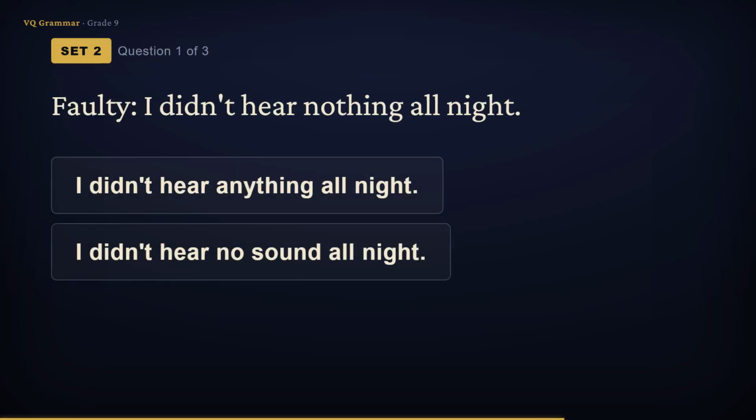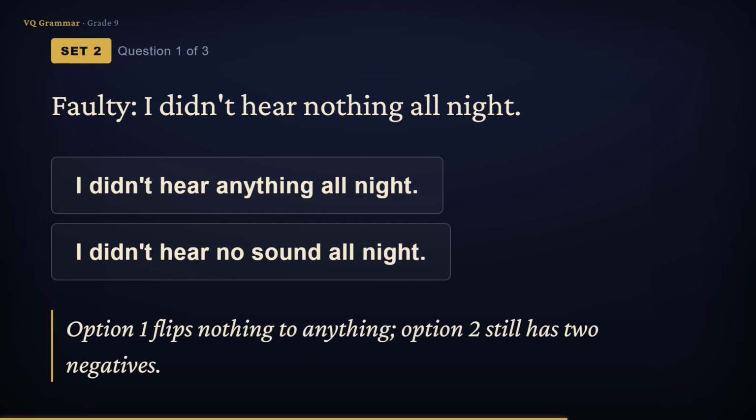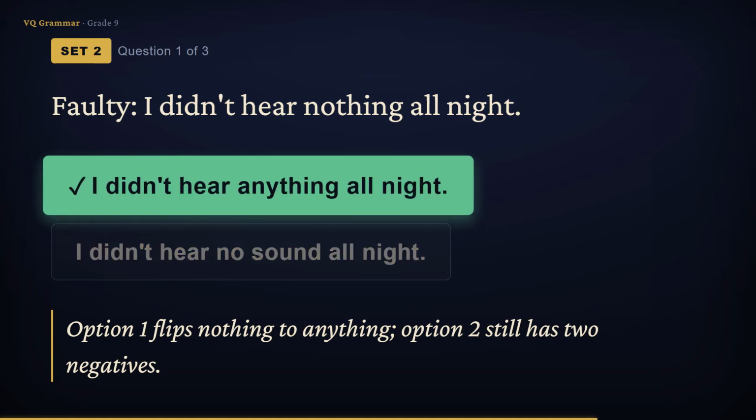I didn't hear nothing all night. The negatives are didn't and nothing. The second option swaps nothing for no sound, but no is still a negative, so it's a double negative all over again. The first option flips nothing to anything, leaving just one negative. So the answer is the first option.